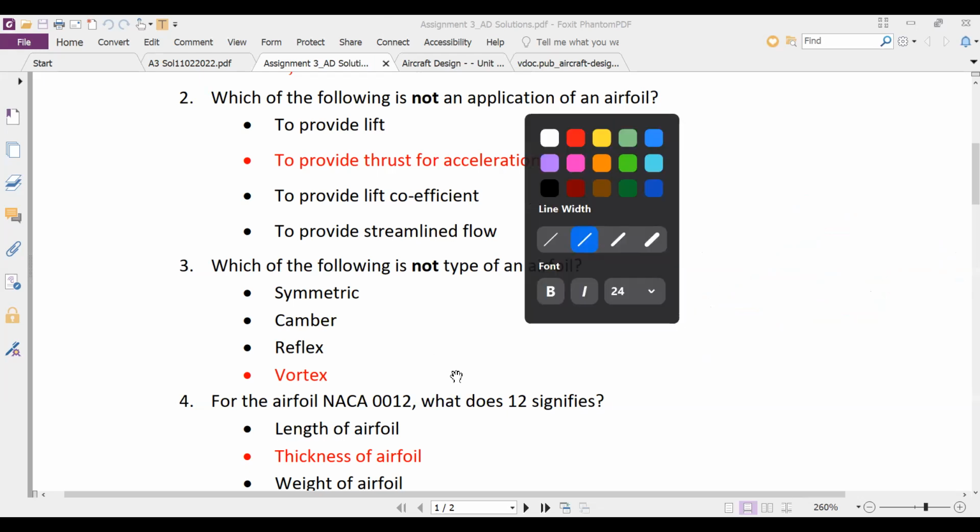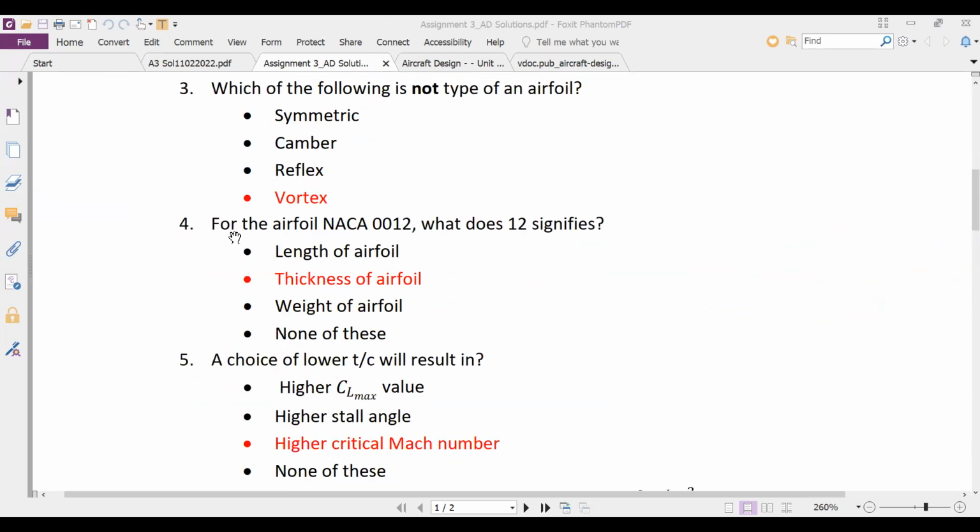Let's move to the next question. For the airfoil NACA 0012, what does 12 signify? It says thickness of the airfoil. So it's a 4-digit airfoil, and there is a predefined nomenclature of that. The number 12 signifies the thickness. So you should know the nomenclature. I'm not describing it here because it's very basic. In fact, I don't even remember. You can look it up because it's fundamental and it's always given there. So you should know this answer.